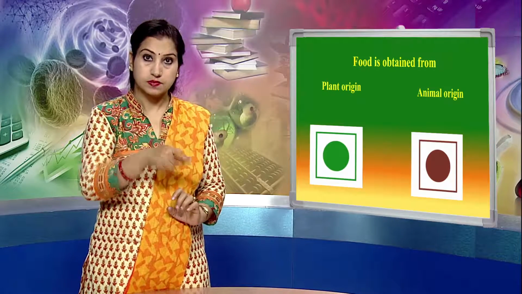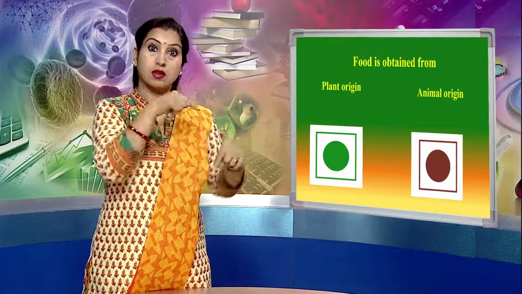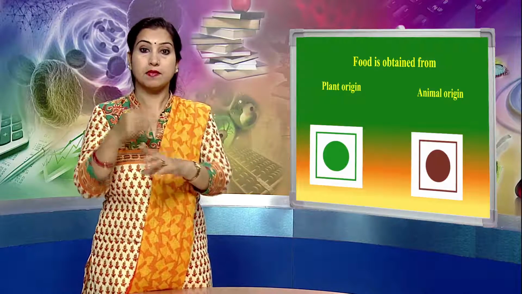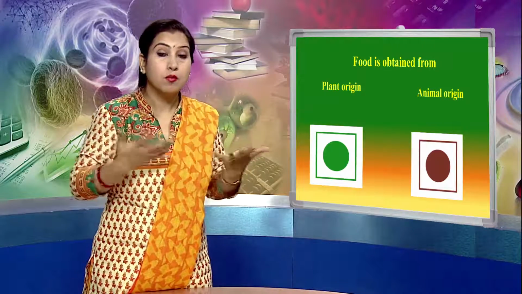Therefore, food is obtained from plant origin and animal origin. We get from plant origins grains, pulses, fruits, vegetables, vegetable oil, sugar, and the foods prepared from them.